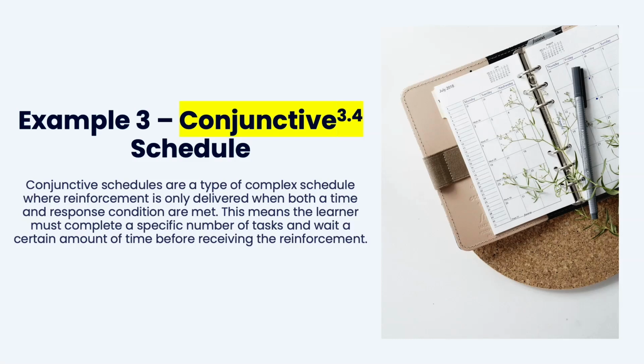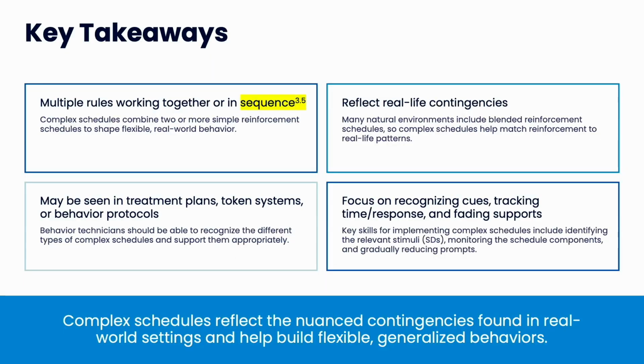You need to know what a complex schedule is, that some have SDs, some don't, and they're mixing these simple schedules up all together. Key takeaways are multiple rules work together or in sequence. Complex schedules combine 2 or more simple reinforcement schedules to shape flexible real-world behavior. They'll be seen in treatment plans, token systems, or behavior protocols. Behavior technicians should be able to recognize the different types of complex schedules and support them.